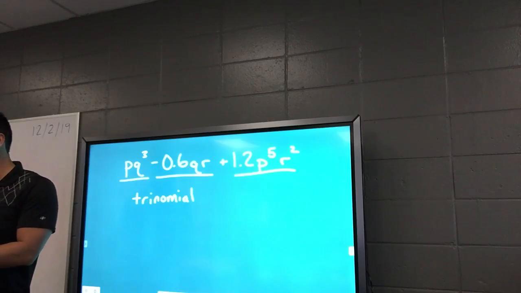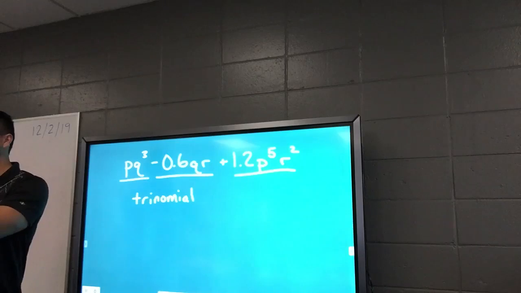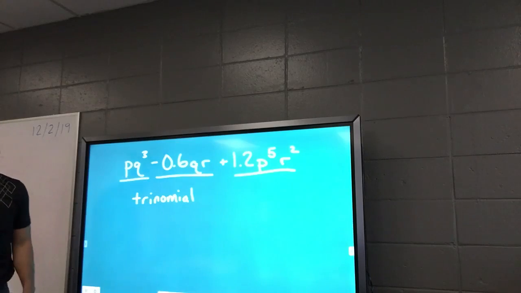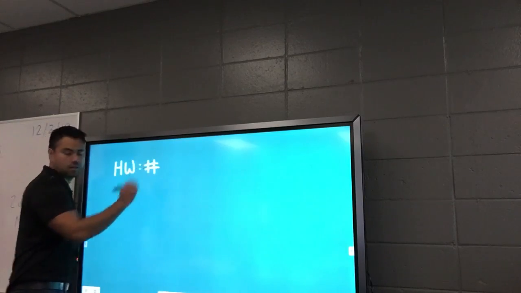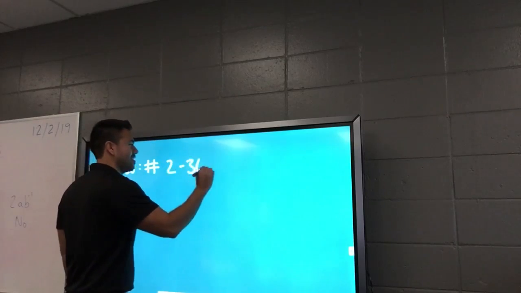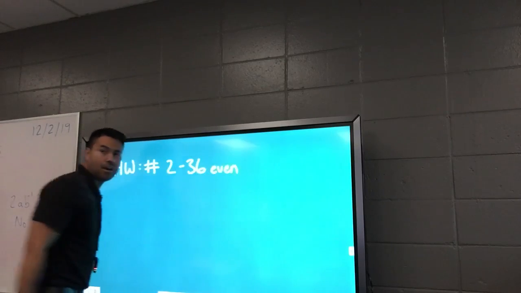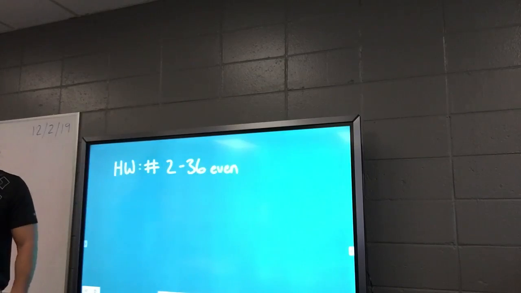I think I'm going to end it there just to make sure you get what polynomials are, the types of polynomials. So I'm going to minimize the homework a little bit. We'll go over the second part tomorrow. Here's your homework. 2 through 36 even. Oh my goodness. Minimize? Oh, yeah, that's minimized.